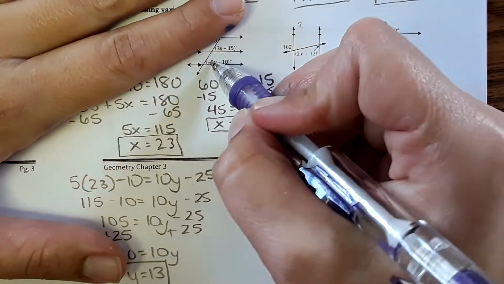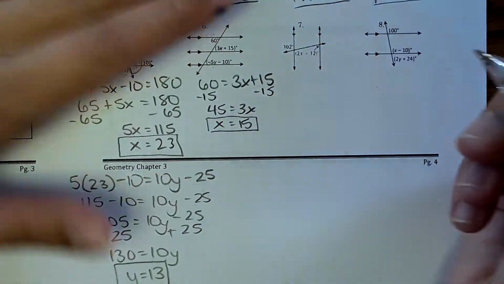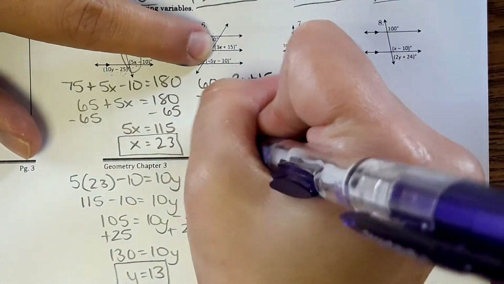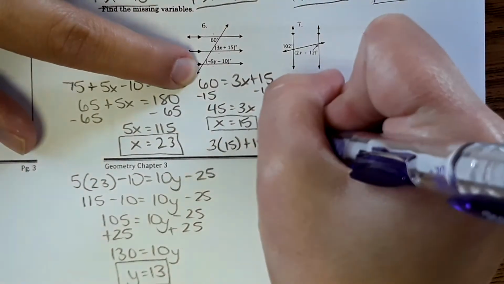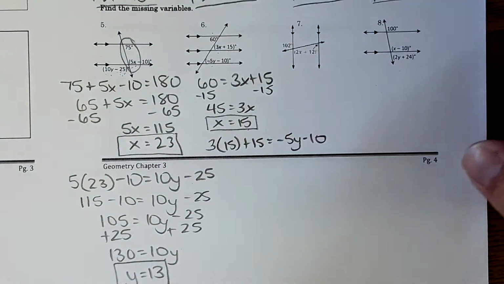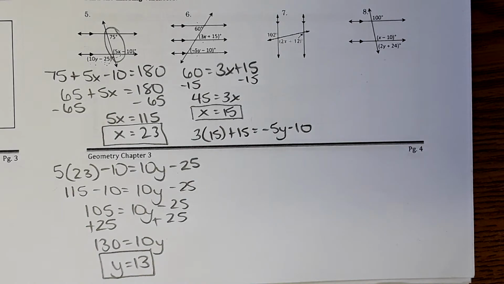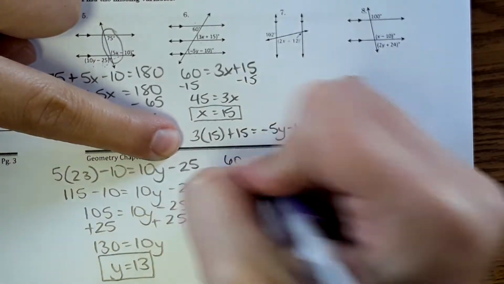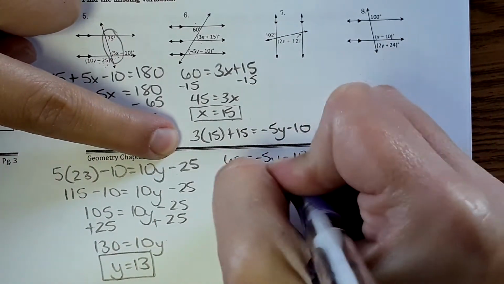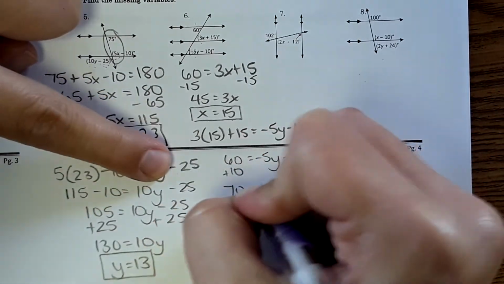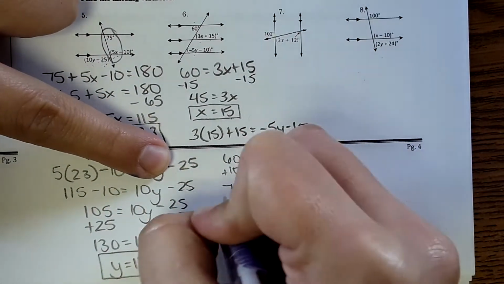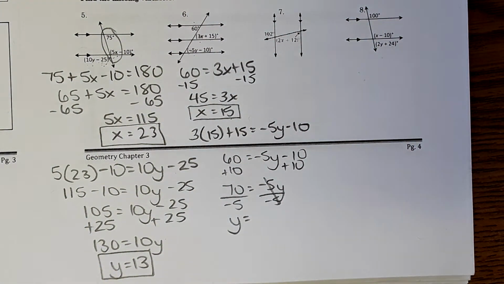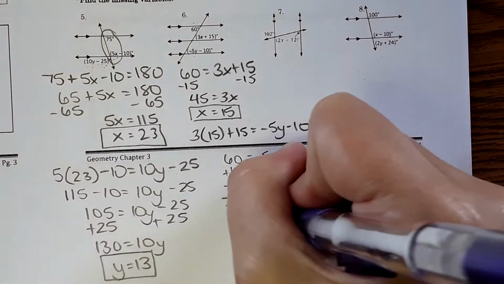Then to solve for y, we have corresponding angles here, and corresponding angles are equal, so we can set these two expressions equal and plug in 15 for x. So 3 times 15 plus 15 equals negative 5y minus 10. 45 plus 15 is 60. 70 divided by negative 5 is negative 14.